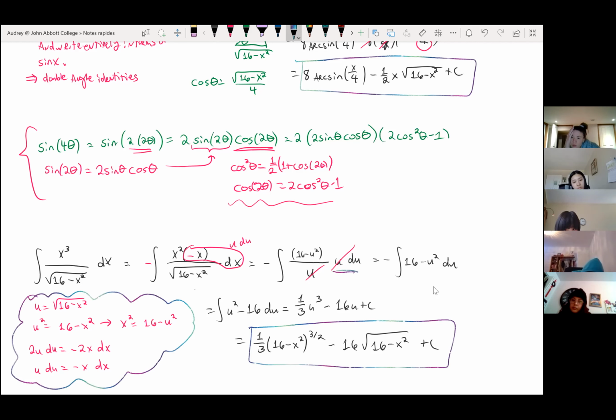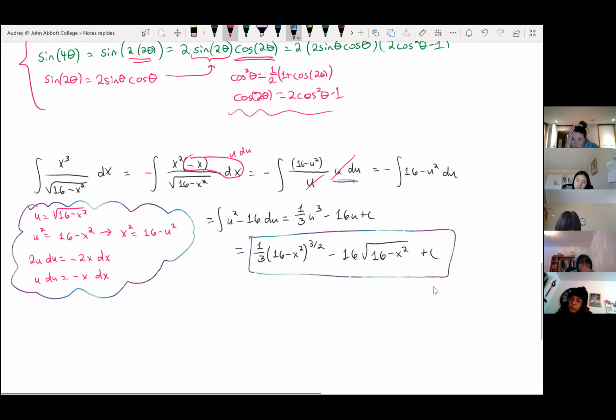I noticed in the midterm prep that all of the questions that had roots, but then you had to either cube them or put them to the fourth or whatever, you always put it as a fraction. Does it matter if we leave it as a root and then just cube the root? You mean like you write this instead, the square root of 16 minus x squared cubed? Yeah, no, it doesn't matter. Okay.